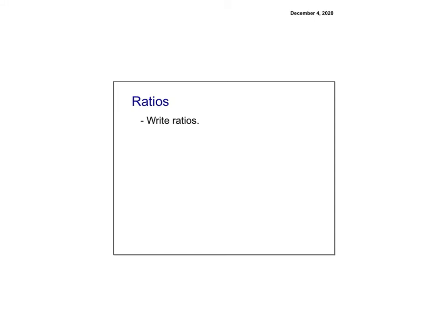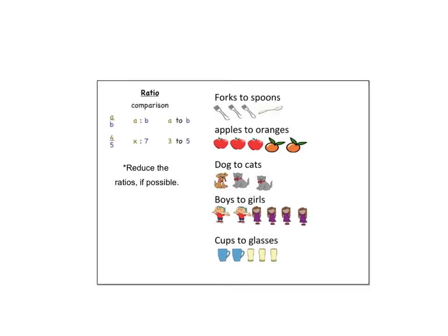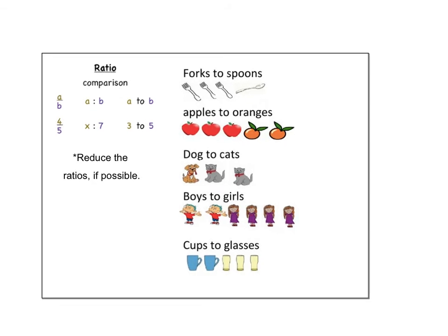All right, so today we're going to be talking about ratios and how we are going to write them. So a ratio is a comparison. So if you look at the pictures over here, the first thing we're looking at is we're going to have either some examples or some numbers, and we're going to be given what we're looking for. So this is forks to spoons. So we're comparing the number of forks to the number of spoons.